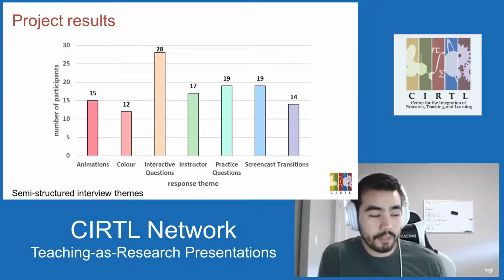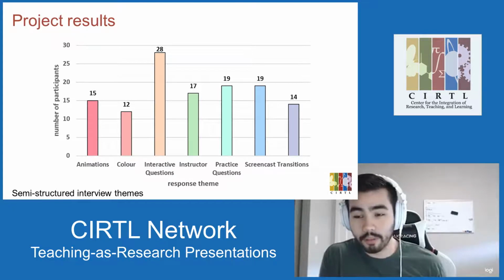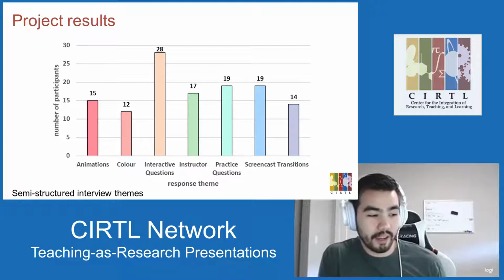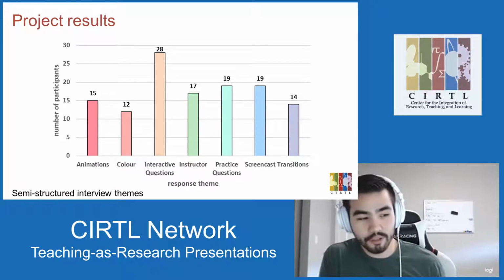Then I quoted some themes from our semi-structured interviews. Interactive questions was the most talked about thing. These were all in a positive light. The first time we did it, there was some negative because we had some kinks to work out with them. But you can see animation, instructor, screencast, all those are other common themes. But what's new is color, practice questions, and transitions were mentioned a lot.